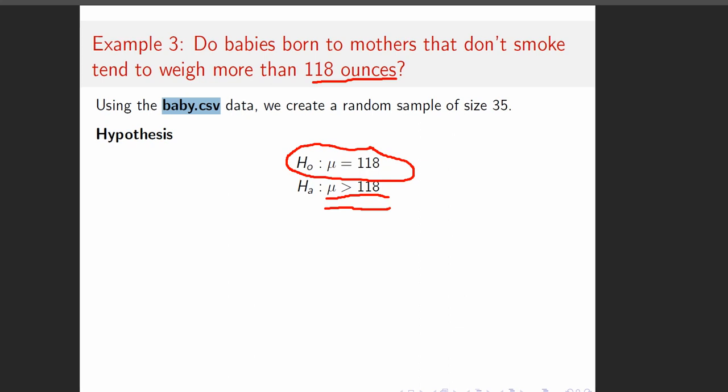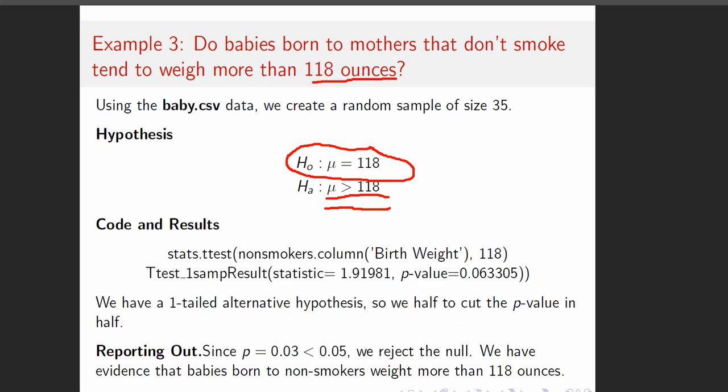Okay. And again, we will be using the exact same stats.t-test. We're going to use column. We need array data, and the 118 is our population mean. So let's jump over.